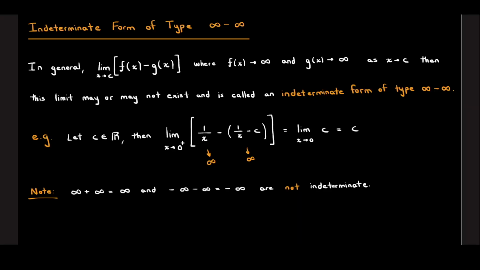Hello everyone and welcome. In this video, we're going to continue with our discussion on L'Hopital's rule, and today we're going to take a look at the indeterminate type, infinity minus infinity. So let's suppose you're working on a limit, and the limit has the following form.